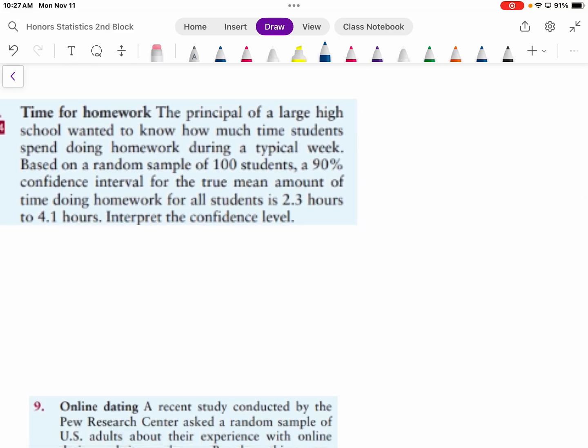The principal of a large high school wanted to know how much time students spend doing homework during a typical week. Based on a random sample of 100 students, a 90% confidence interval for the true mean amount of time doing homework for all students is 2.3 hours to 4.1 hours. Interpret the confidence level.